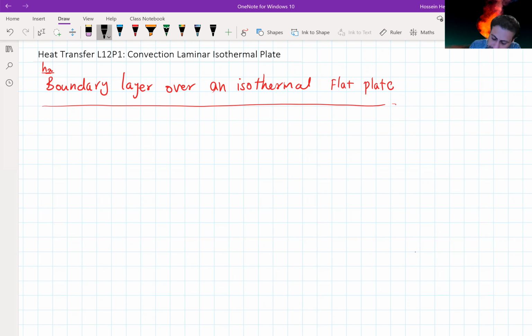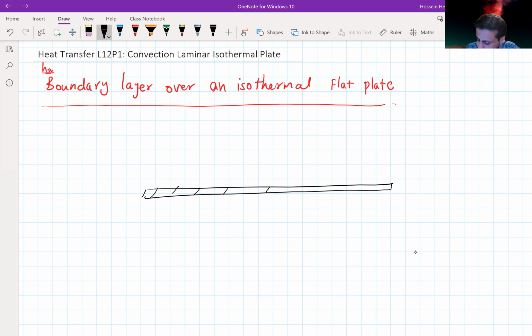So let's assume we have a laminar flow over the flat plate. And this is our plate. Assuming that everywhere you are keeping it at a constant temperature of Ts, and there is a cold stream that comes over the plate. It could be the other way around, a hot stream, with Ts less than T infinity, or the fluid with the U infinity, T infinity.